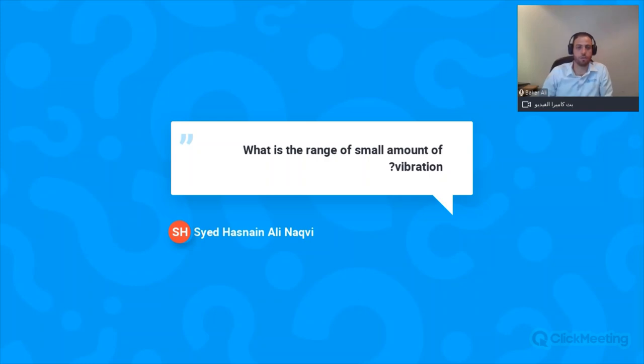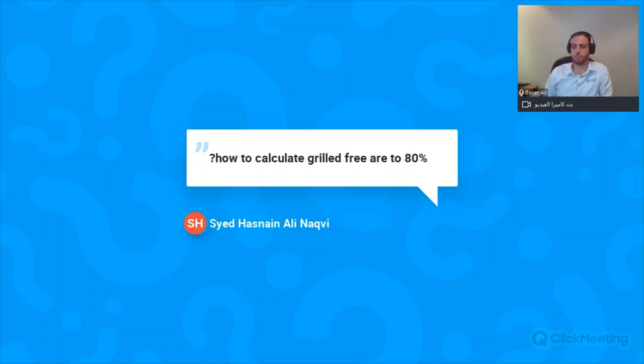Sayed Hassan, okay. Next question. How to calculate grille free area of 80%? This is the free area of the louver. You can take it from the louver supplier. I mean, you can ask your supplier, I need 80% free area louver, 70% free area, 60% free area, and based on your requirement, he can give you. But here in Dubai, normally we use 80% free area louvers for the generator rooms. That's why I take into consideration the 80% only.